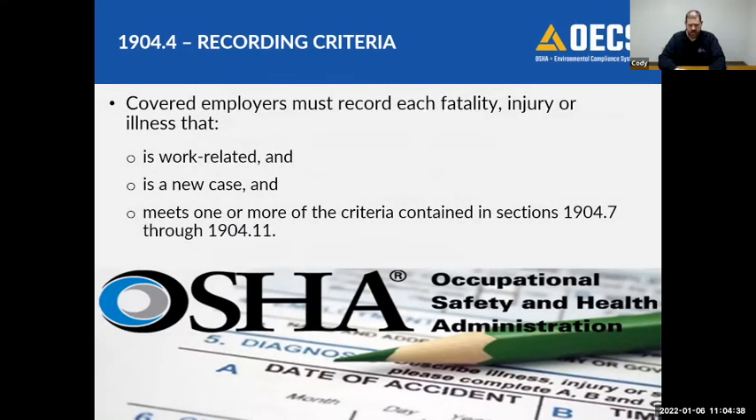But the recording criteria really comes down to, if you have employees and there is a fatality, injury, or illness, you've got to go through some questions to figure out, is it work related? Is it a new case? And then does it meet certain criteria? And we'll talk about this criteria as we move forward with this.